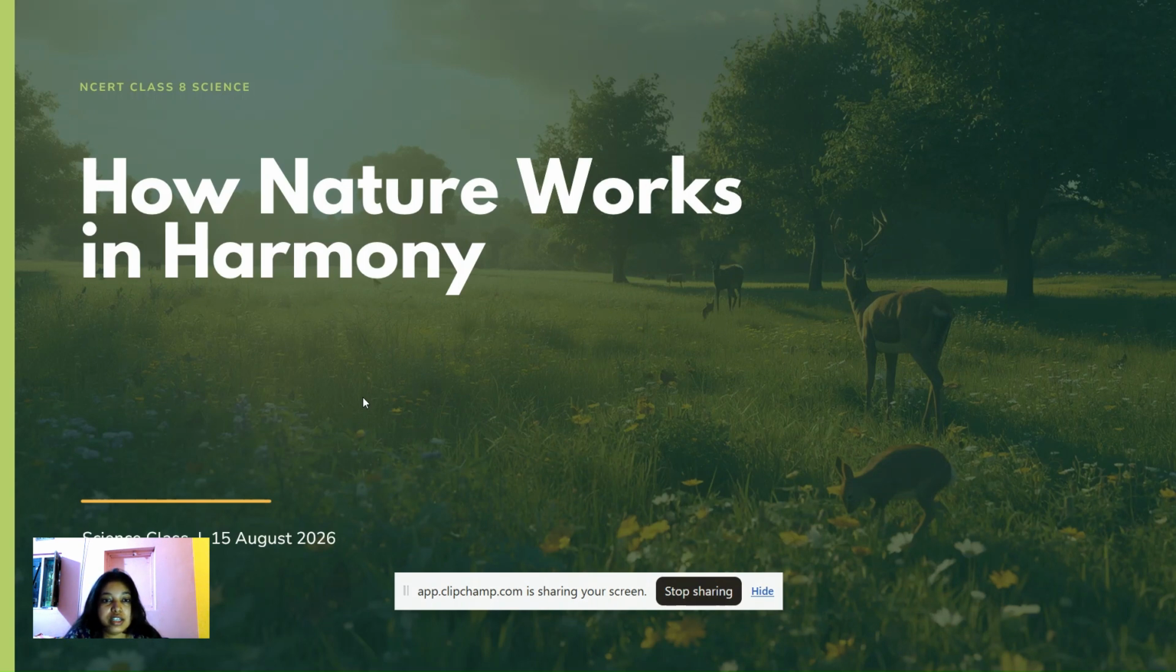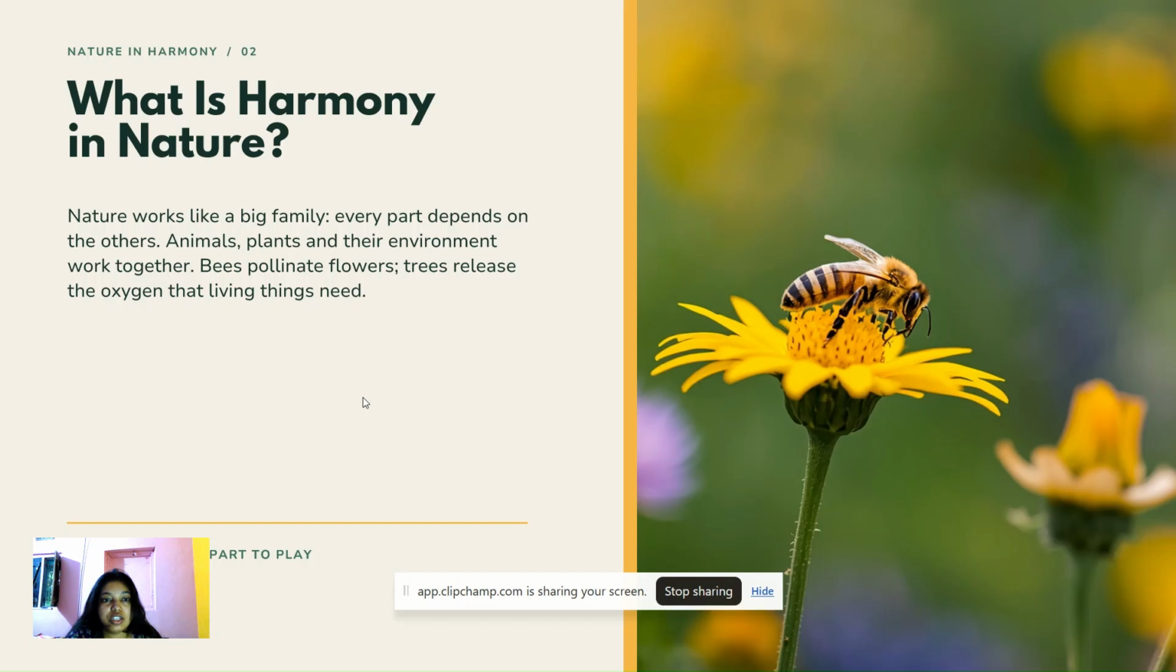The topic name is How Nature Works in Harmony. This chapter belongs to the 8th class NCERT CBSE Science. The first question arises here: what is harmony in nature? Nature works like a big family. Every part depends on the others. Animals, plants, and their environment work together. Bees pollinate flowers, trees release the oxygen that living things need.